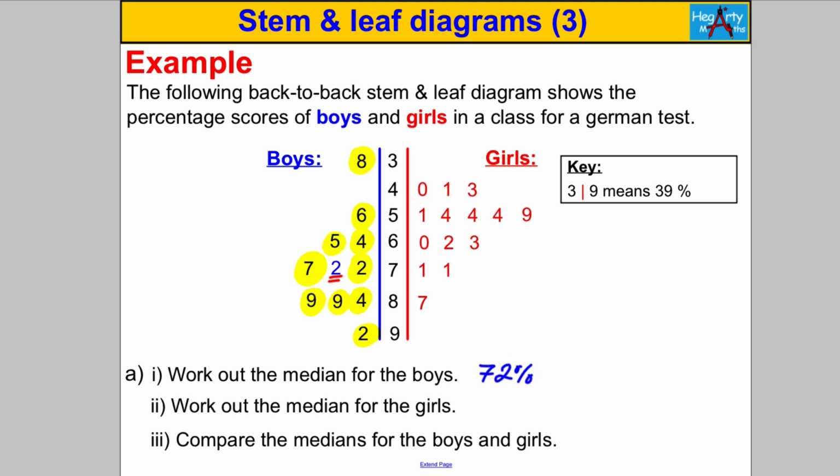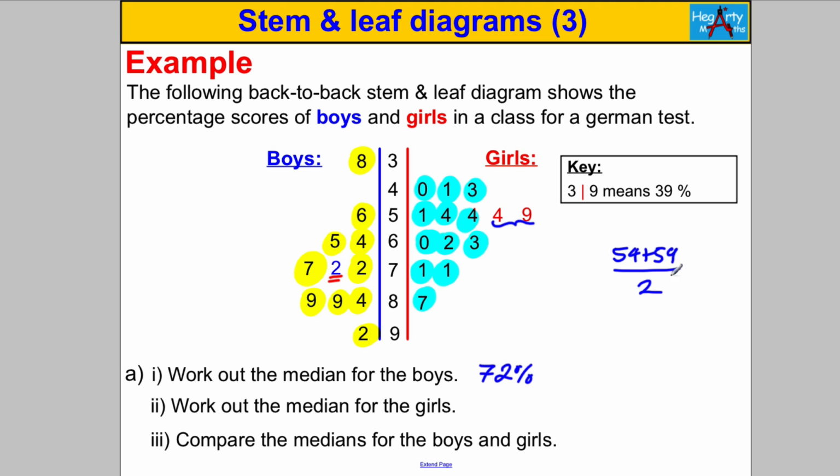Then it says work out the median for the girls. Let's do the exact same thing. Not the smallest, nor the biggest, nor second smallest, nor second biggest, and so on. And we keep going. And that's actually leaving us in this case with 2 items in the middle. So to work out the median there, we'd have to do 54, add 59, and divide it by 2.